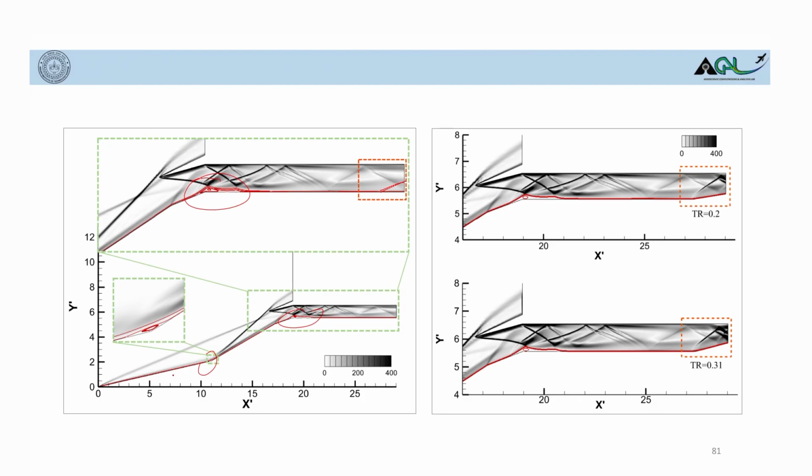Once we have a throttle, and the throttle goes to a significantly high value, you will have structures getting developed here. At around TR 0.4 or something like that, they will start traveling upstream. Then they lead to phenomena called little buzz or big buzz. Basically, these are the unstart phenomena which are dangerous for the operation of these scramjets.